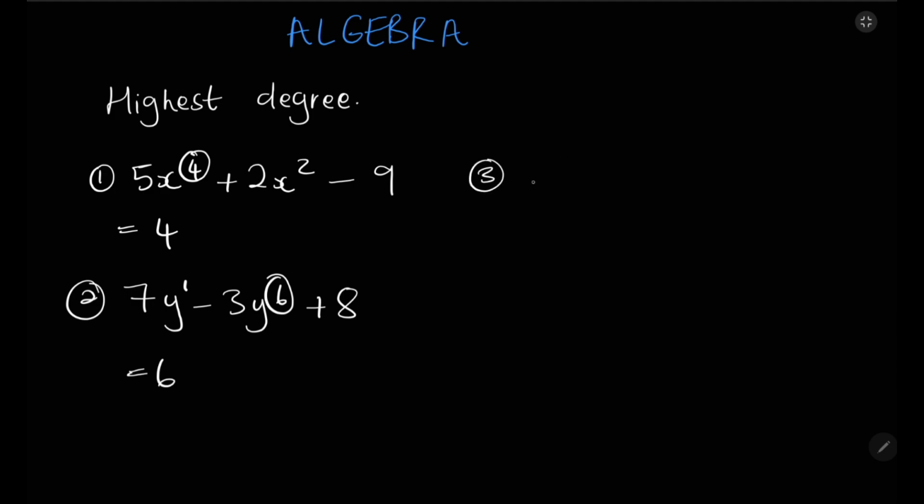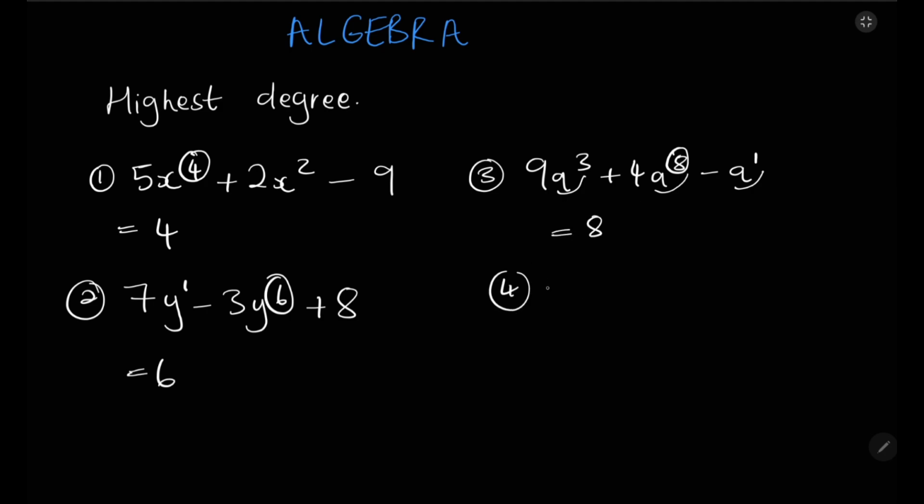Let's try the third example. What if you had 9a to the power 3 plus 4a to the power 8 minus a? What is our highest degree? Your highest degree is a to the power 3, a to the power 8, and a to the power 1, basically. Your highest degree is a to the power 8. Your highest degree is 8, okay? Not a to the power 8.